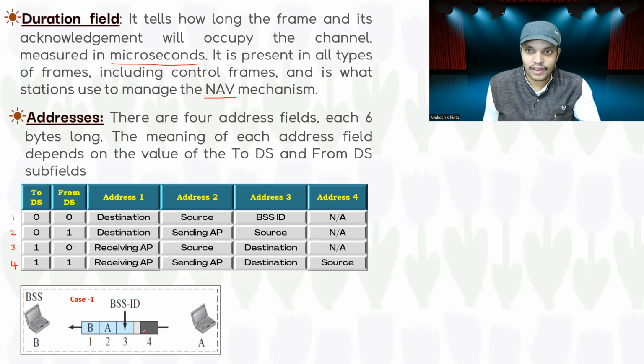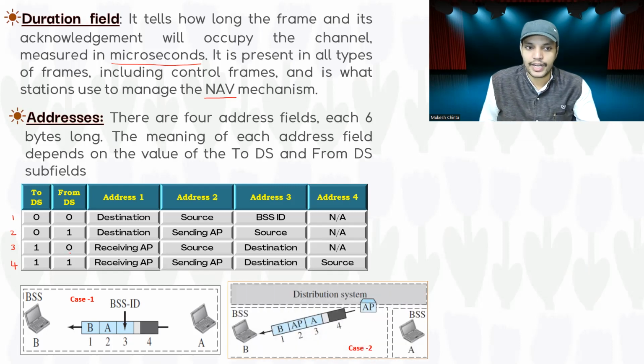What about case 2? If To DS bit is 0 and From DS bit is 1, then you can see here, the first address field will contain the destination address, which is B in this case. The second address field will now contain the sending access point's address. You can see that this is one BSS which A belongs to, and this is another BSS. These 2 BSSs are now connected by the distribution system. This is the access point. So your address 2 field will contain the address of the sending access point, and your 3rd address field will contain the address of the source. There is no 4th address field. This is for case 2.